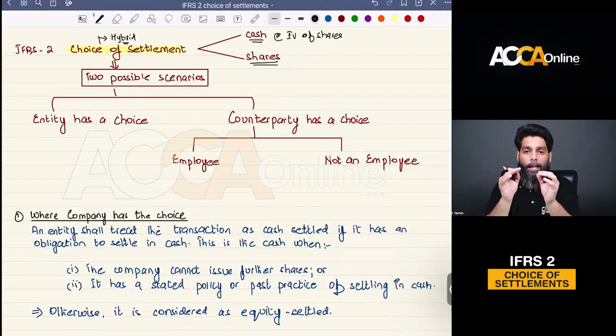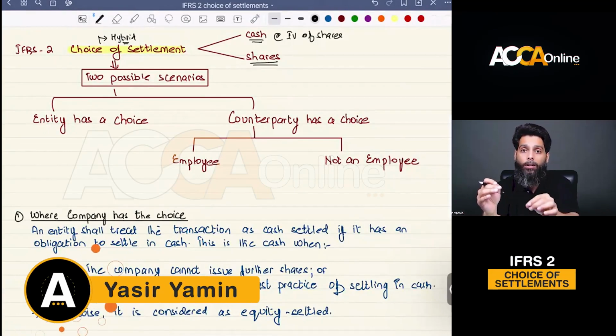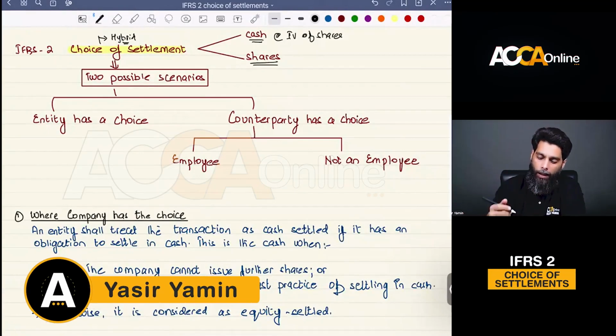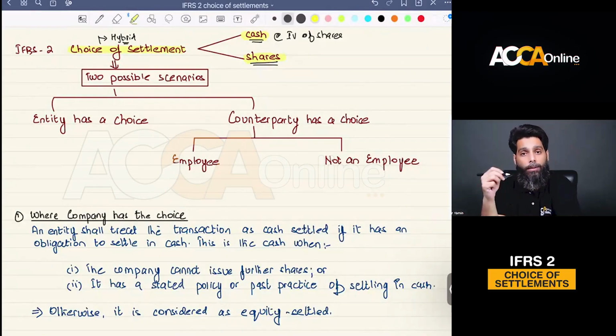Now guys, the accounting for such type of an instrument or such type of a hybrid transaction depends on actually who has the option to decide what is going to happen. There is a choice of settlement. Either the transaction could be settled in cash or the transaction could be settled in shares. But the question is, who is going to decide whether the transaction should be settled in cash or in shares?